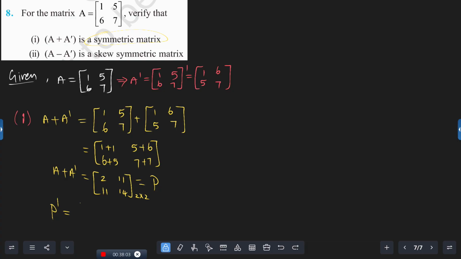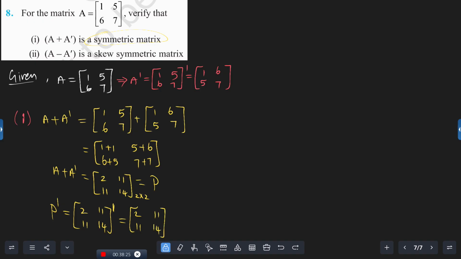Check P dash is equal to what? 2, 11, 11, 14 dash transpose means this row you take as a column. 2 and 11 you write vertically first. And this 11 and 14 you write vertically in the second column.